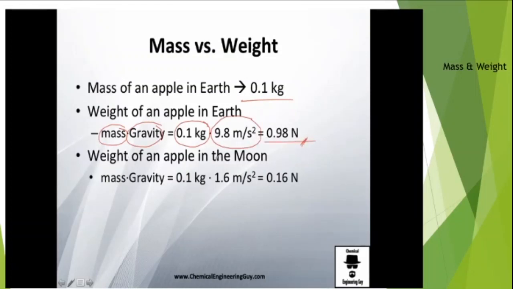The weight of an apple on the moon will be mass times gravity once again. The mass is the same, it doesn't change. The gravity does change because it's another planet, and it will be 0.16 newtons. So hopefully you know by now that mass and weight are not the same.